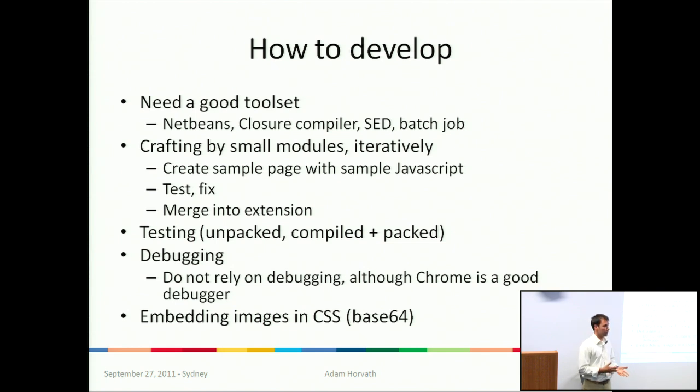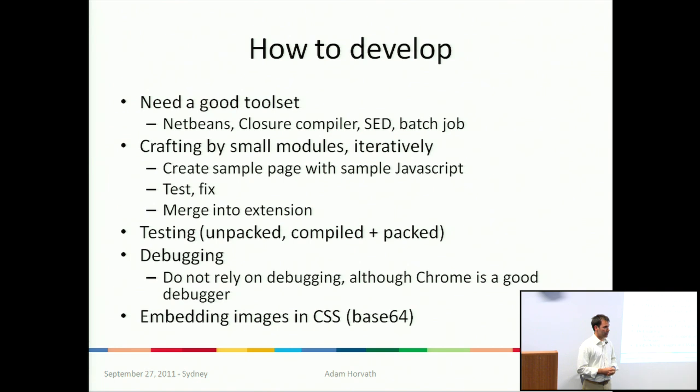Test the unpacked version. You can upload to the Chrome Store, allow just a couple of users to download your extension. They can give you feedback on how they feel, and then you can publish it to the crowd. The debugger works perfectly with Chrome. Chrome is a great debugger, but it's really not that easy to debug your extension, especially if it's been packed using the Closure compiler. So you really don't want to rely on that.